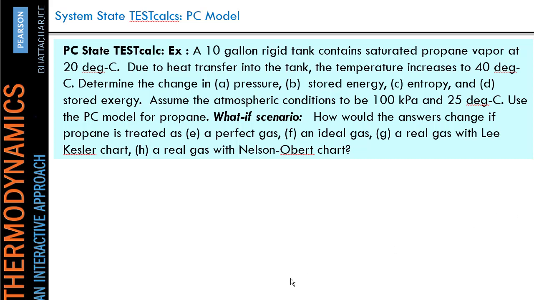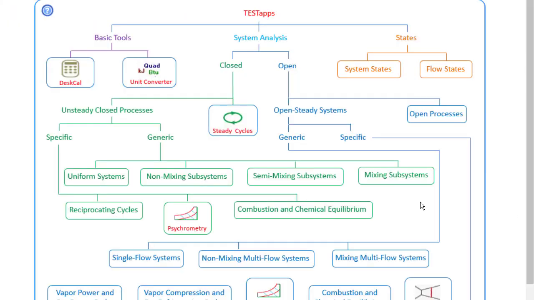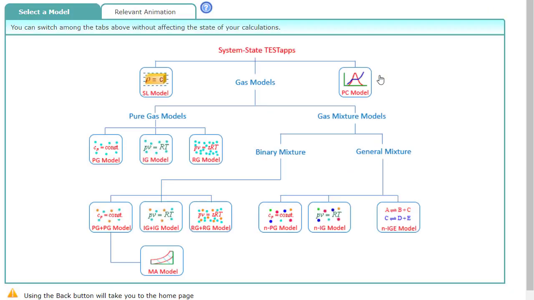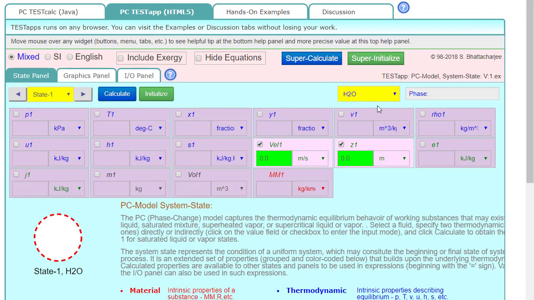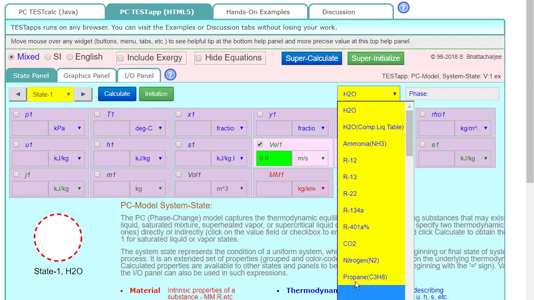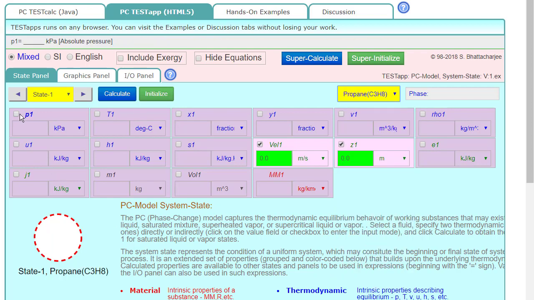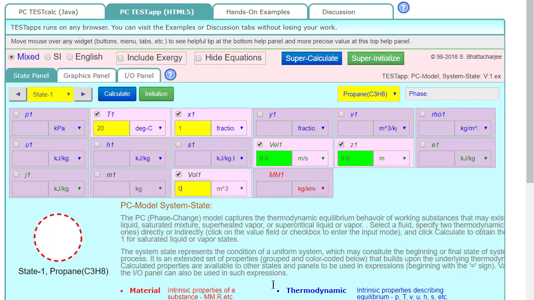So it's pretty obvious that we want to use the PC model since it tells us that it's a saturated vapor, so it's right on the verge of a phase change. Alright, and we'll change that to propane. State 1 we were given as 20 degrees C. It told us it's saturated vapor, which means the quality is 1. And we know the volume is 10 gallons.